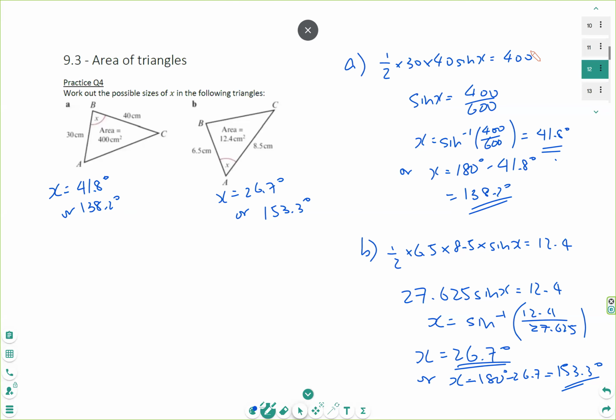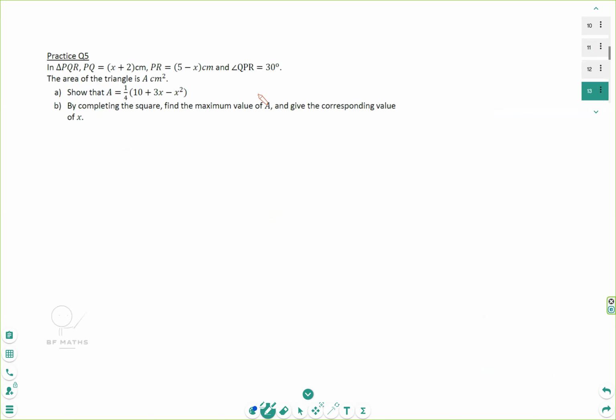Here are the answers. The question says possible values of x, so you have to think about the ambiguous case as well, because x could have more than one answer. Even though the diagram may look like an acute angle, if you didn't write the other answer, write it down now. It's 180 degrees minus the other angle. Okay, right. Practice question 5.